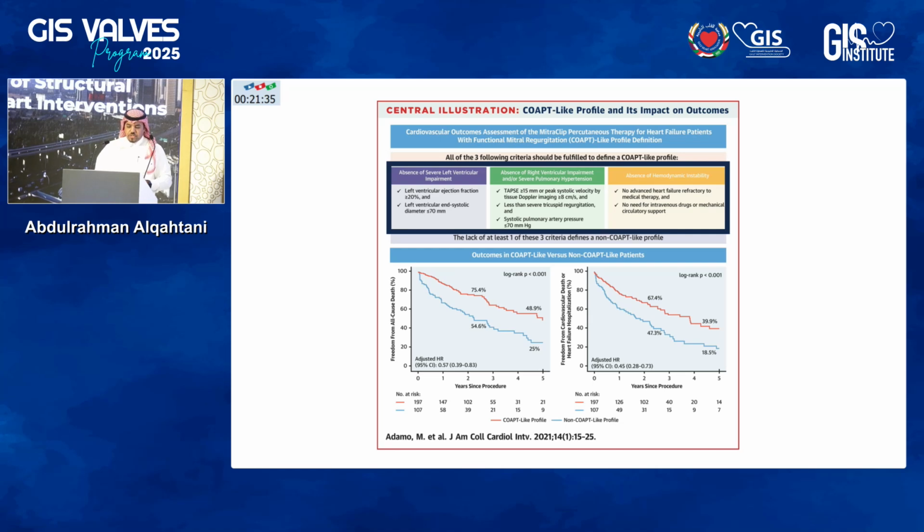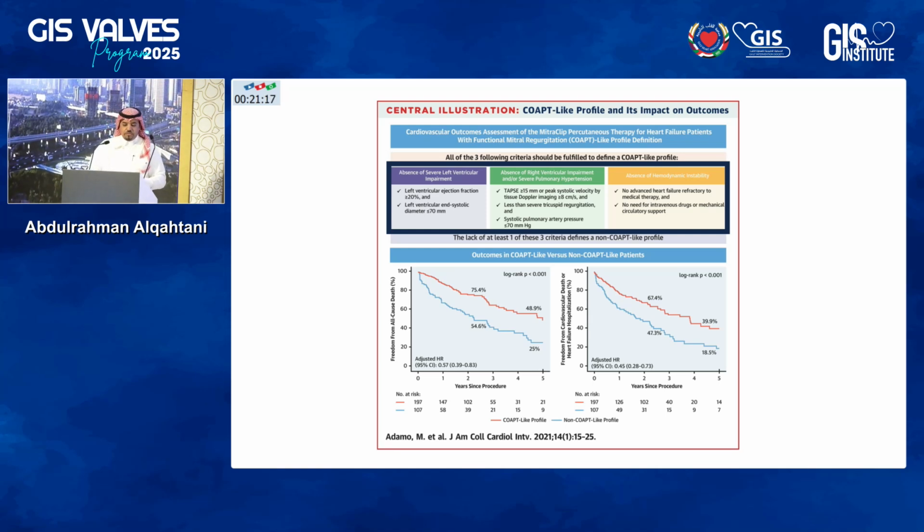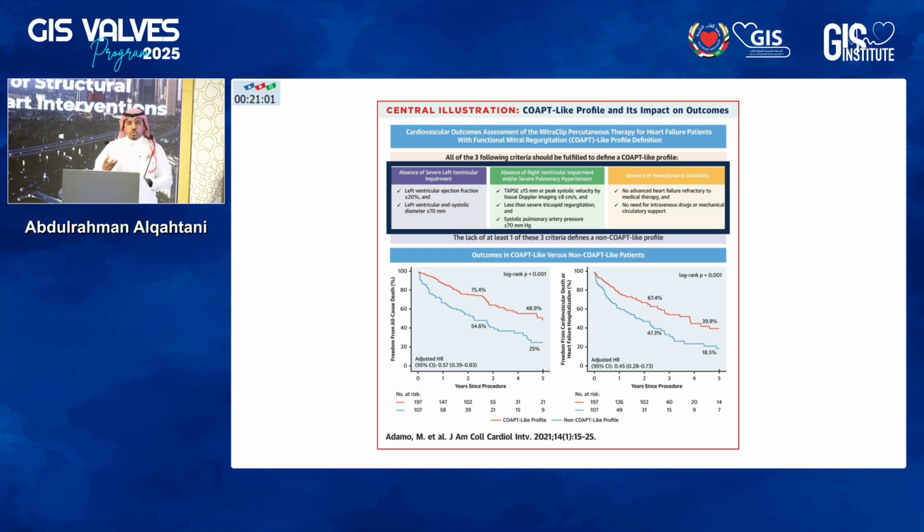So there are 3 cardinal features of a COAPT-like profile that you have to consider if you want to embark on fixing mitral valve regurgitation using the transcatheter approach. First, you need to make sure that there is no severe LV impairment. So the ejection fraction needs to be more than 20, and the LV end-systolic dimension less than 70. That's very important, because if the LV dimension was very large, then it will become very difficult to control that. That doesn't mean that those patients will not have benefit, but that's a different category. Those who derive the best benefit are those who do not have a very dilated LV.